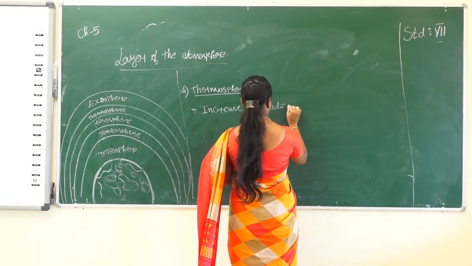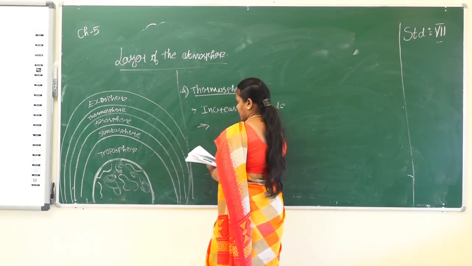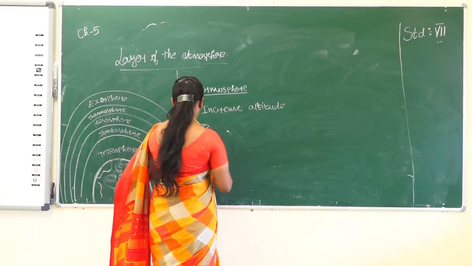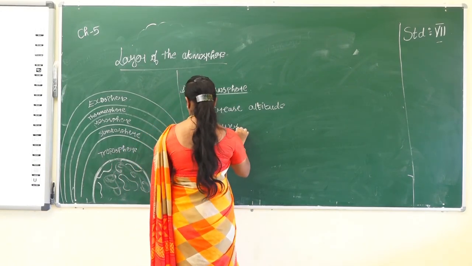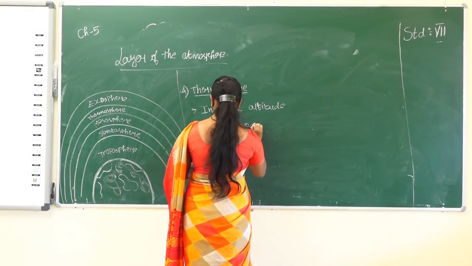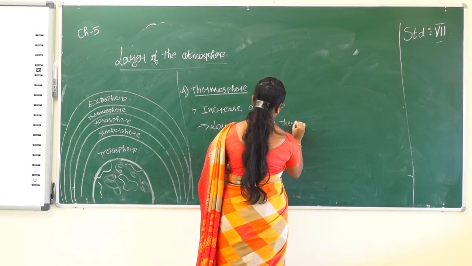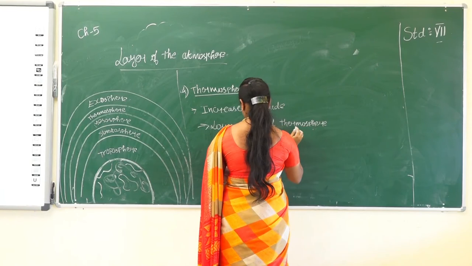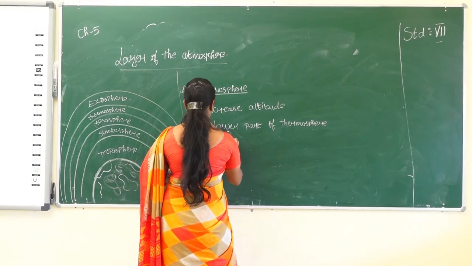So the temperature will rise. As well as, the lower part of the thermosphere is known as what? Ionosphere. The lower part of the thermosphere is known as the ionosphere, right?